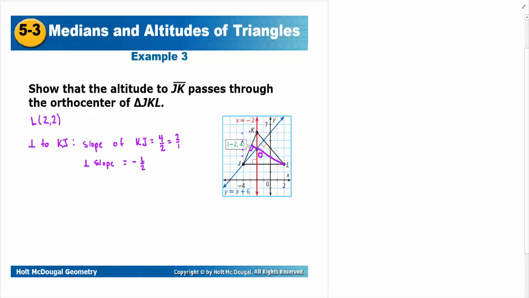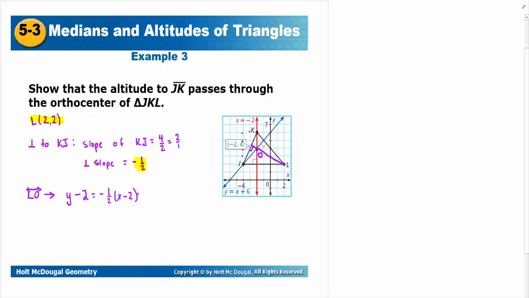So I know right now that I have the following point for this altitude, and I have the following slope for my altitude. So the equation for LO, that segment, actually I'll call it a line, because technically I'm finding the equation of a line, is going to be y minus k, which is 2, equals m times x minus h, which is x minus 2. So there's my equation.